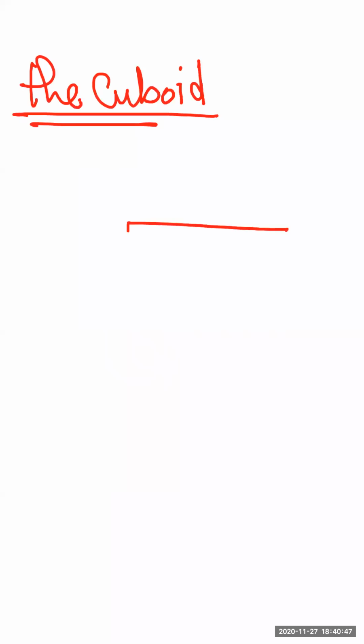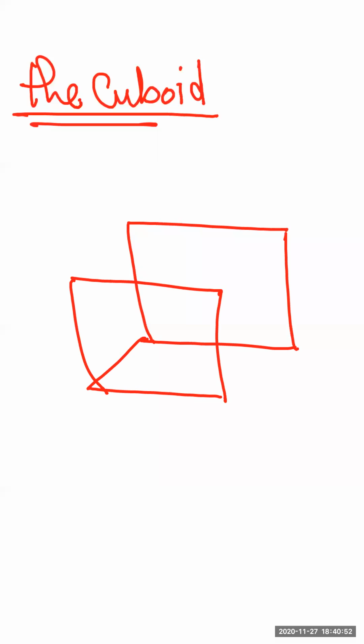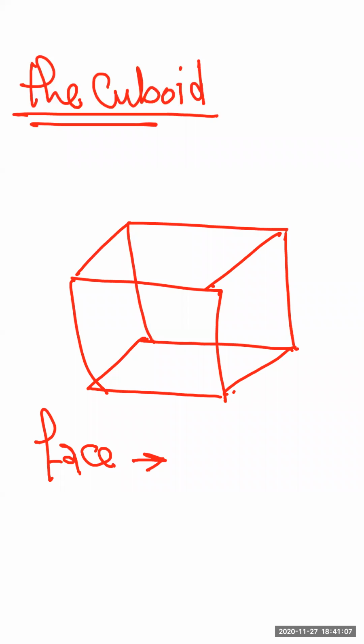Cuboid, actually, it's like the cube, but there is only one difference. What's the difference? Number of faces is equal, number of edges are equal, everything is the same, but the difference here is that the face is a rectangle.